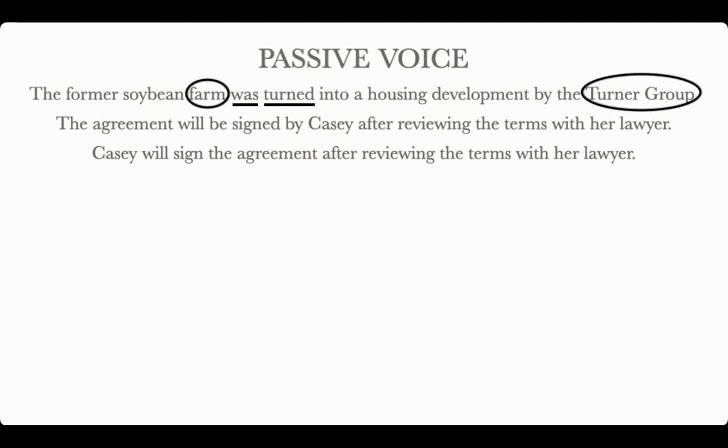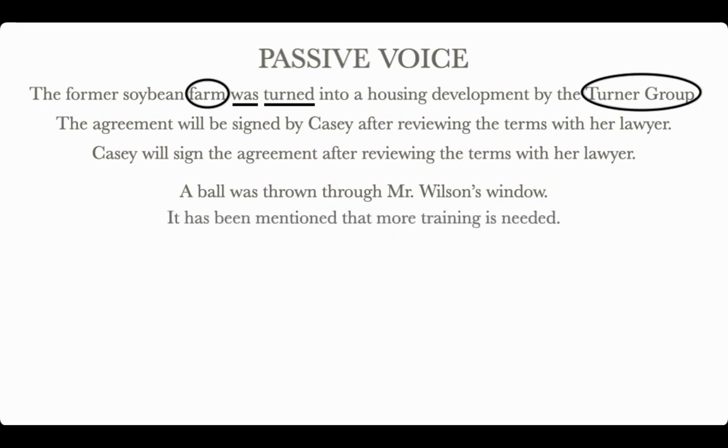And passive voice can also confuse your audience when the person or object doing the action is not named in the sentence. Here are two examples. A ball was thrown through Mr. Wilson's window. Okay, but who threw the ball? I mean, we can probably safely assume that it was Dennis the Menace, but you know what can happen when you assume, right? So here's the next one. It has been mentioned that more training is needed. It has been mentioned, but who mentioned it?